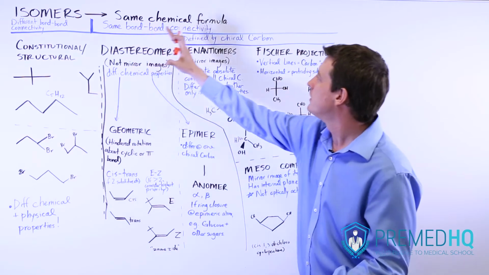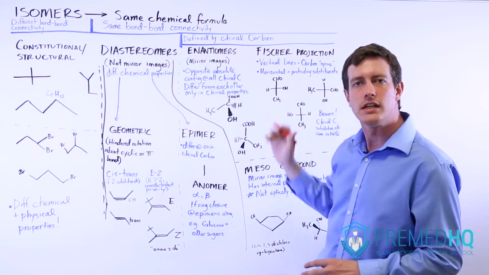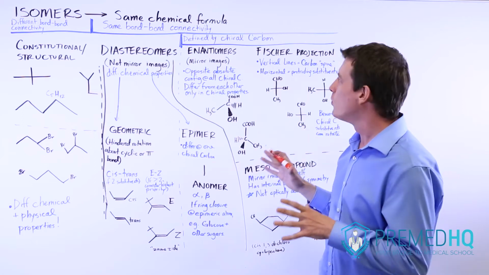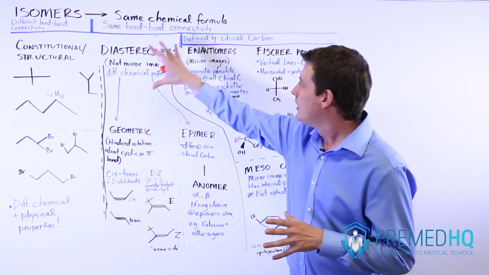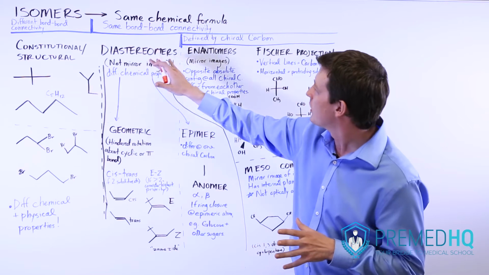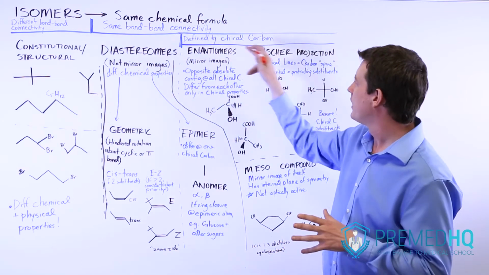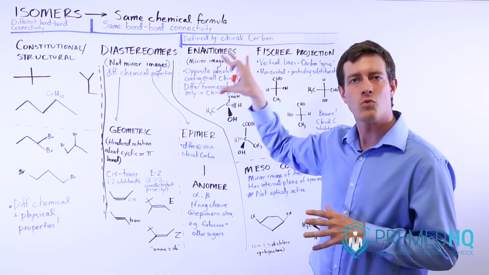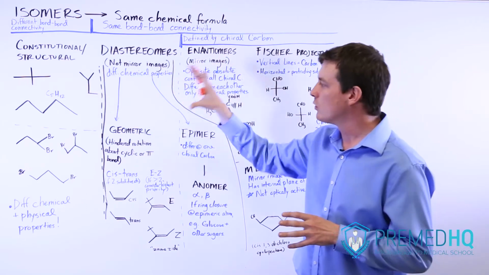Anything to the right of here has the same bond-to-bond connectivity, but it differs in some way, and it is either a non-mirror image diastereomer or it's something that's defined by a chiral carbon. We'll go through these one by one and talk about the organization.